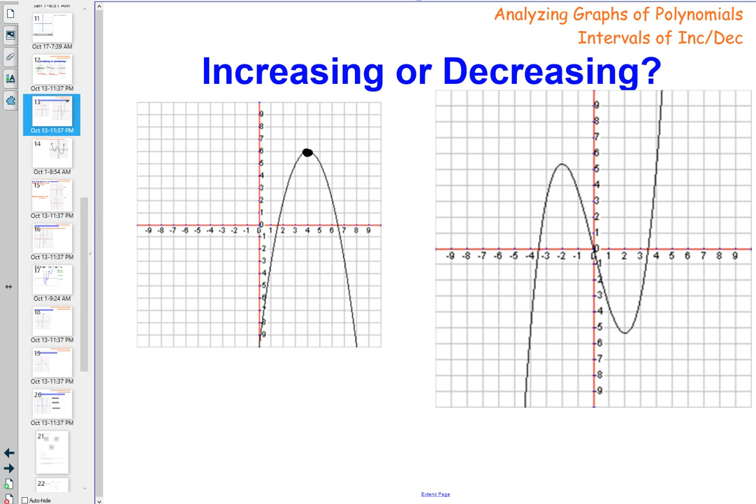Oh, very good. It's the vertex, sure. And then now once a function starts having multiple turning points, we can just call them turning points, or what are also called local maxes or mins. You see how this one, this is a cubic function. This has two turning points.